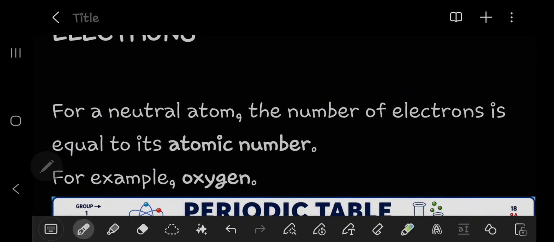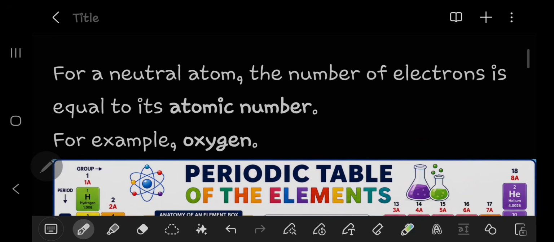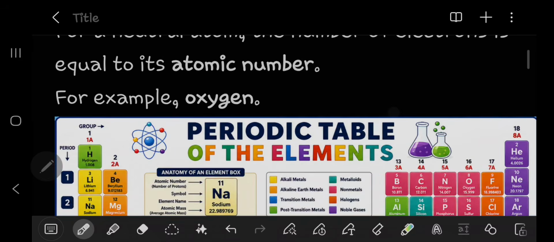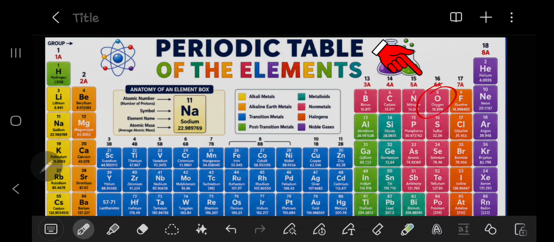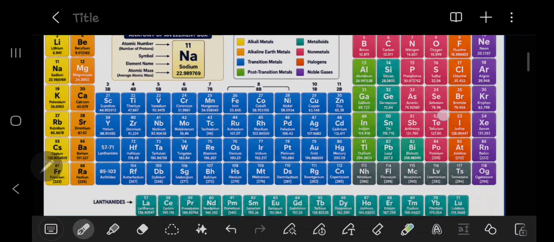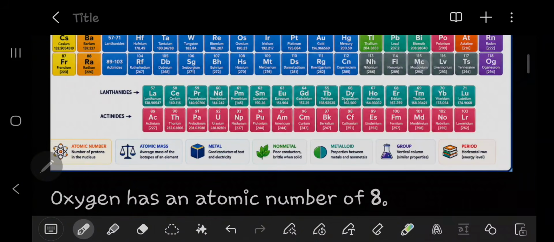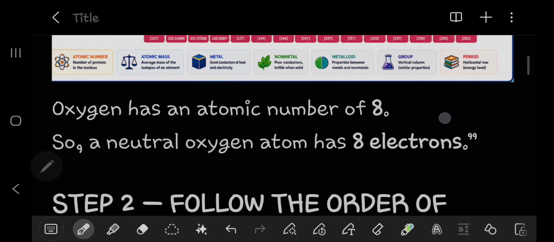First, we need to know how many electrons the atom has. For a neutral atom, the number of electrons is equal to the atomic number. And oxygen is found in family 6A, period 2. So, its atomic number is 8. Therefore, its number of electrons is 8. So, a neutral oxygen atom has 8 electrons. Now, our job is to distribute these 8 electrons into the appropriate orbitals.